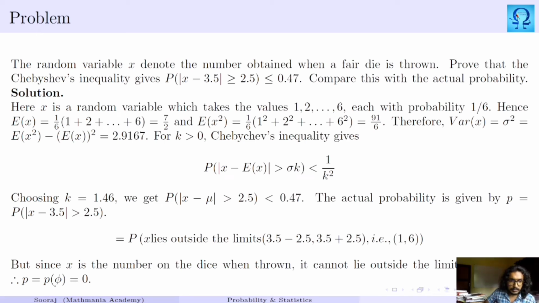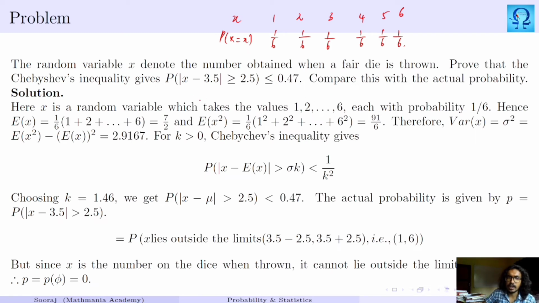Here the random variable x denotes the number obtained from a die, which means what are the possible outcomes? It is 1 to 6, isn't it? And for each possible outcome, the probability is 1 upon 6. Here we are asked to prove that this Chebyshev inequality gives this quantity, and compare. We'll have to compare this with the actual probability.